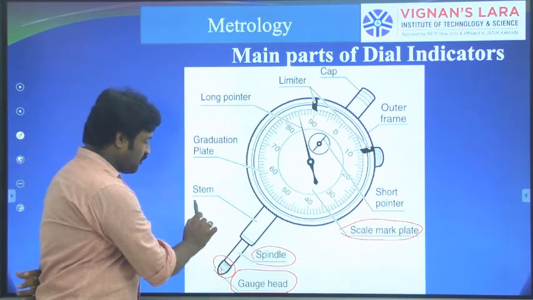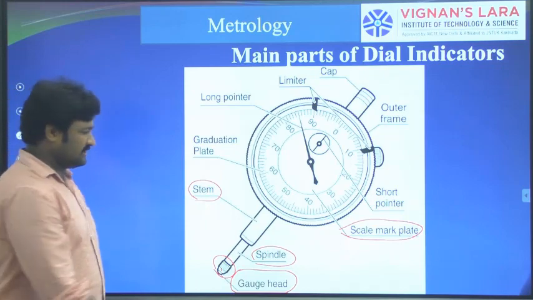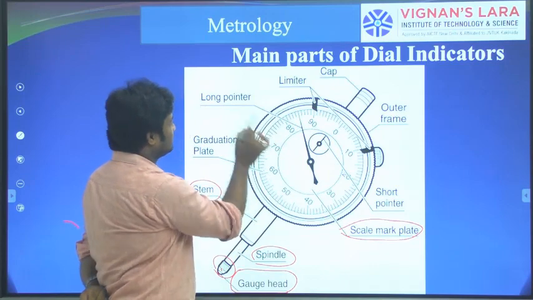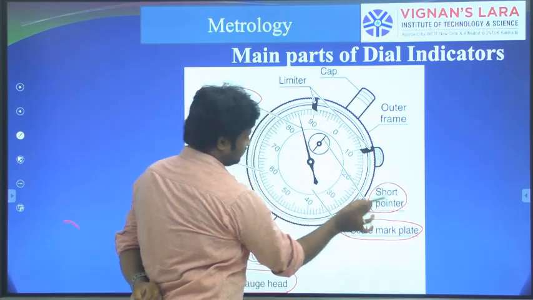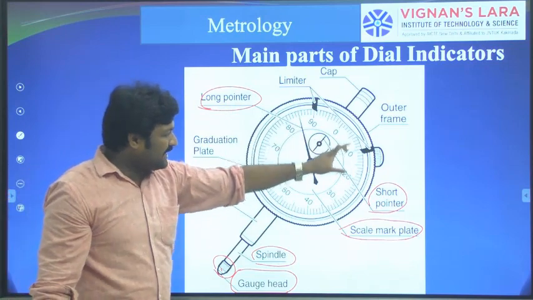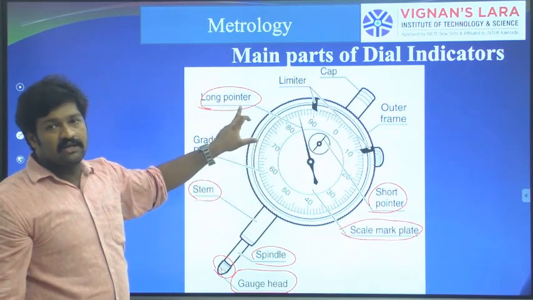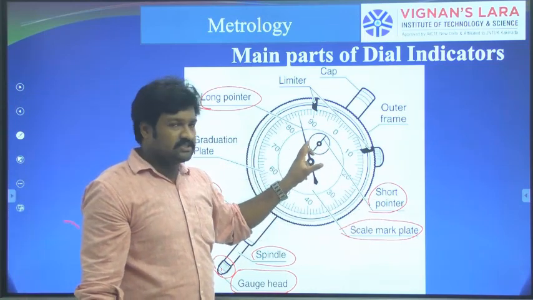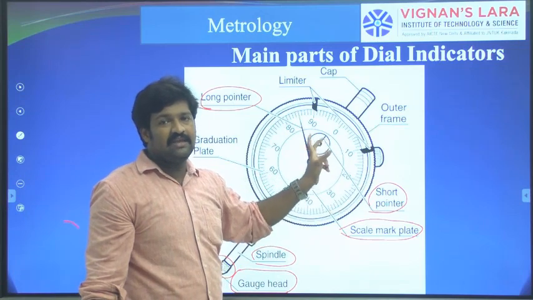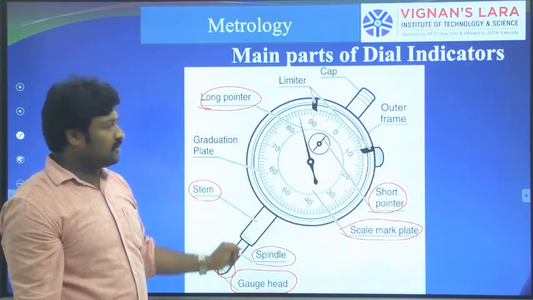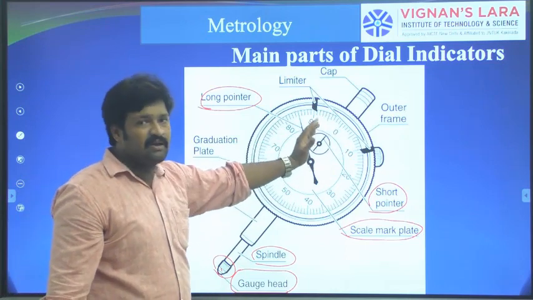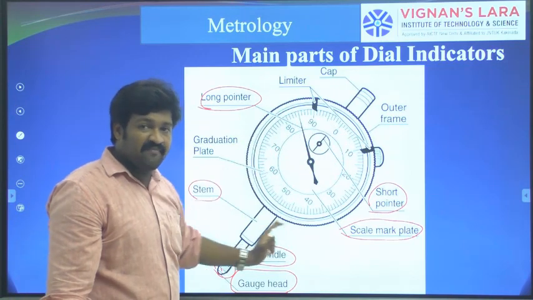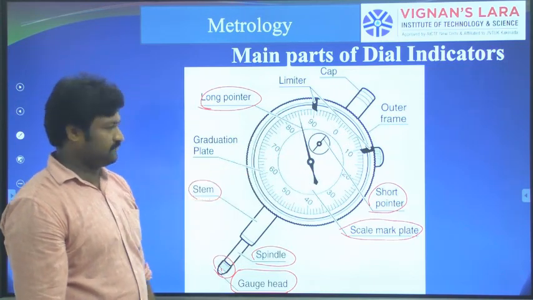This spindle is mounted by means of a stem, which is a housing for the spindle. Next, this consists of two needles, a long pointer and a short pointer. One complete 360 degree rotation of the long pointer gives rise to one movement of the short pointer. The short pointer is used to identify the number of complete rotations. After one complete rotation, this short pointer will move. By means of this short pointer, we can identify the number of completed long needle rotations.